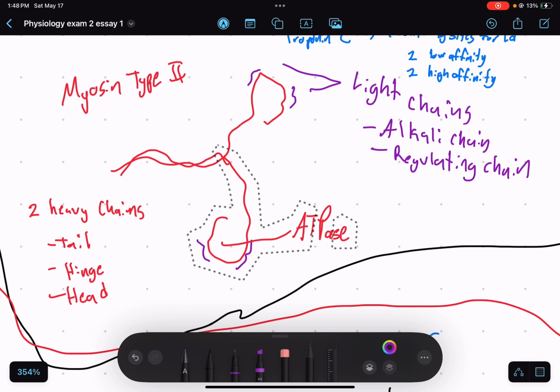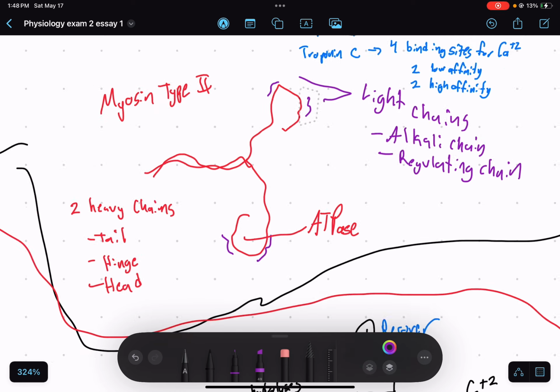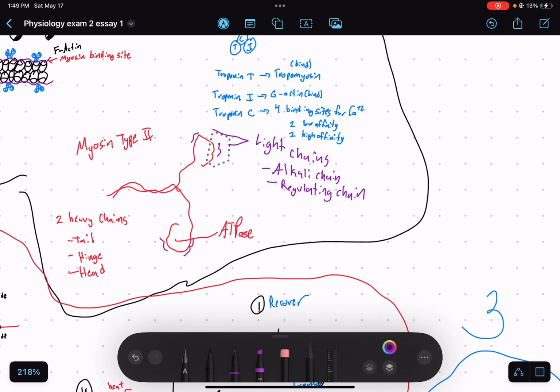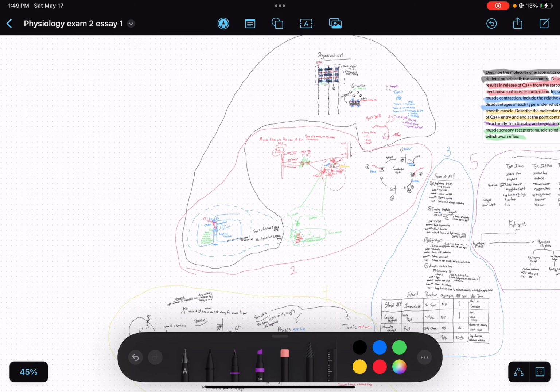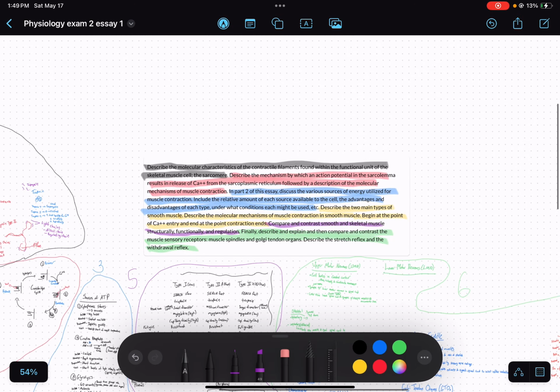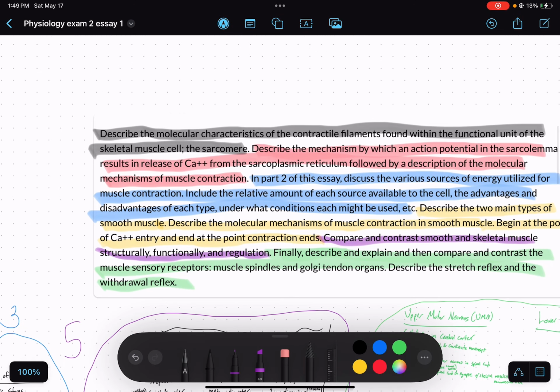And the purple parts are the light chains. And that's the alkali chain and the regulating chain that you have going on there. Next, we want to talk a little bit more in depth about this.